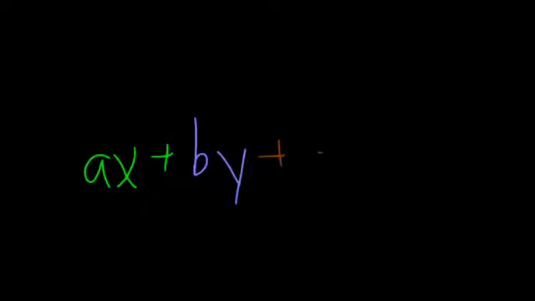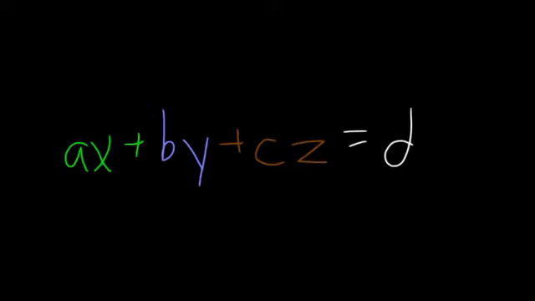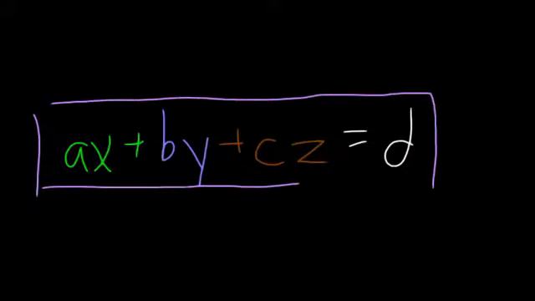So we have a, an arbitrary constant, times x, plus b y. B again is an arbitrary constant, and c is an arbitrary constant again, and d is an arbitrary constant. So what's the idea behind this?